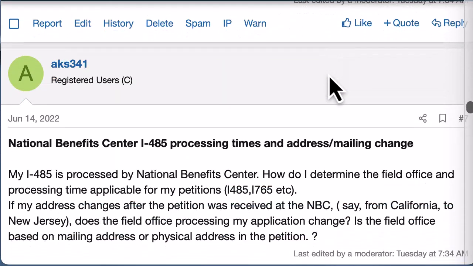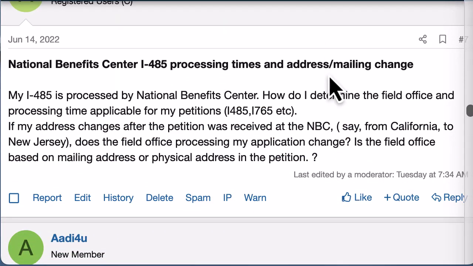Okay, next question. National Benefits Center processing, address and mailing. If my address changes after the petition was received at the NBC, does the field office processing my application change? Is the field office based on mailing address or physical address in the petition? Now, when you initially file the case, where the case goes depends upon what you are filing and where you are filing it from. But if there is a movement either to a processing center or to another center for their work redistribution, normally the change of address should not affect that.